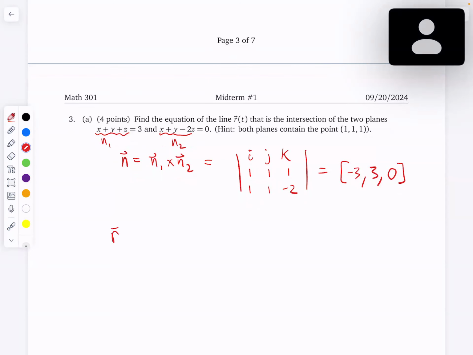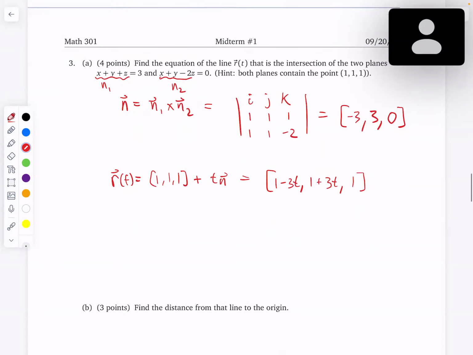And so that's our direction vector. The equation of the line r of t is our point (1, 1, 1) as a vector plus t times n. And so that's going to be the vector (1 minus 3t, 1 plus 3t, 1). The z component will just be 1 because it's always going to be 1. So the line actually doesn't travel in the z direction. It has a fixed z value.